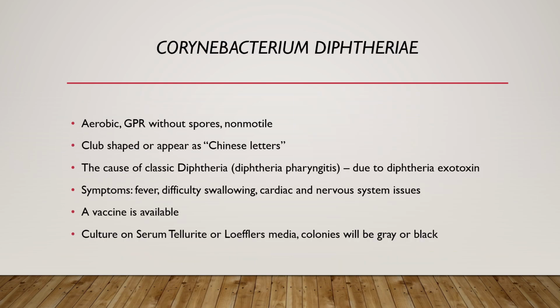A little bit more, just to review Corynebacterium diphtheriae. It's an aerobic gram-positive rod without spores. It's non-motile. It appears as Chinese letters or picket fences, or they're palisading on gram stain. They cause diphtheria or diphtheria pharyngitis due to the diphtheria exotoxin. Symptoms would be a very hard time swallowing, fever, and cardiac and nervous system issues. And like I mentioned, there is a vaccine available, the DTaP, which is the diphtheria, tetanus, and pertussis vaccine. You can culture it on serum tellurite or Loeffler's media. The colonies are going to be gray or black.